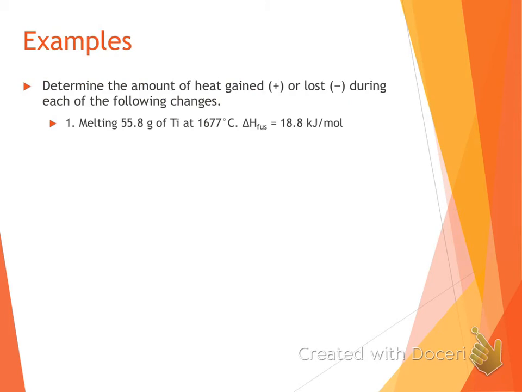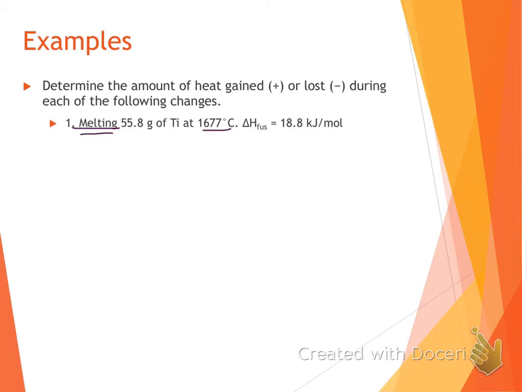We want to determine the amount of heat gained or lost. So gained is a positive Q, lost is a negative Q during the following process. So we're melting titanium at 1677 degrees Celsius, which would be its melting point.